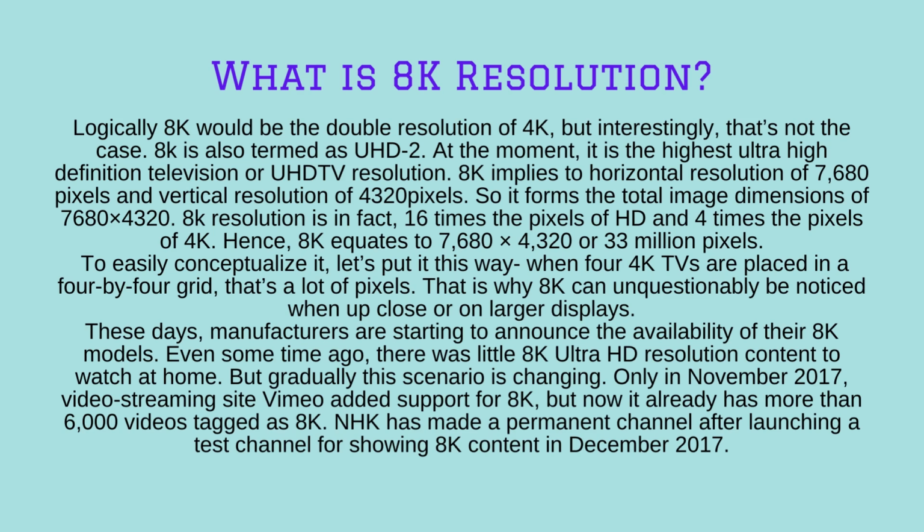8K resolution is in fact 16 times the pixels of HD and 4 times the pixels of 4K. Hence, 8K equates to 7680 times 4320, or 33 million pixels. To easily conceptualize it, let's put it this way: when 4K TVs are placed in a 4x4 grid, that's a lot of pixels. That is why 8K can unquestionably be noticed when up close or on larger displays.